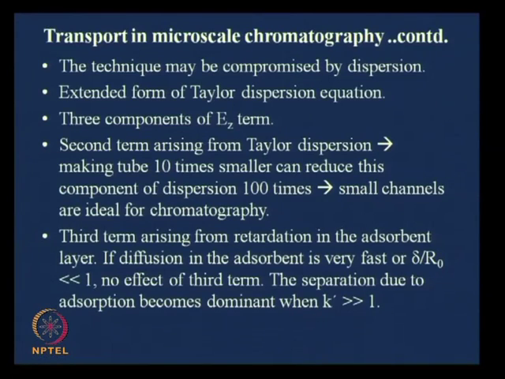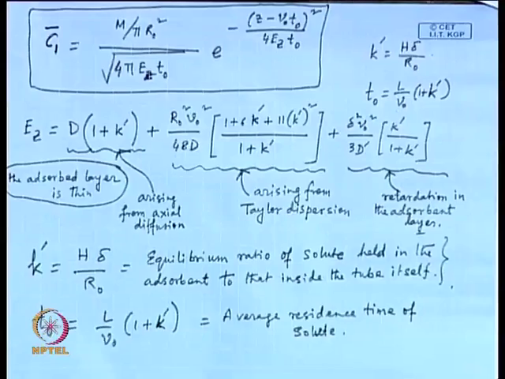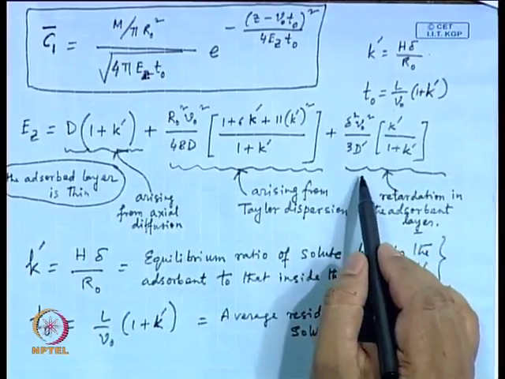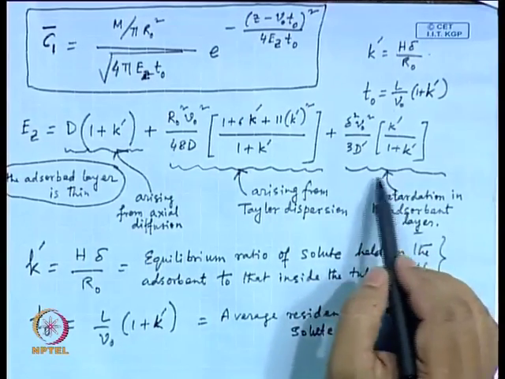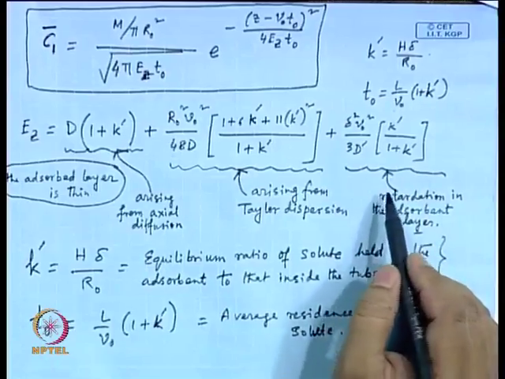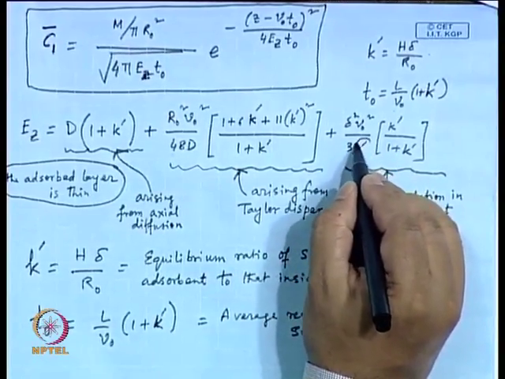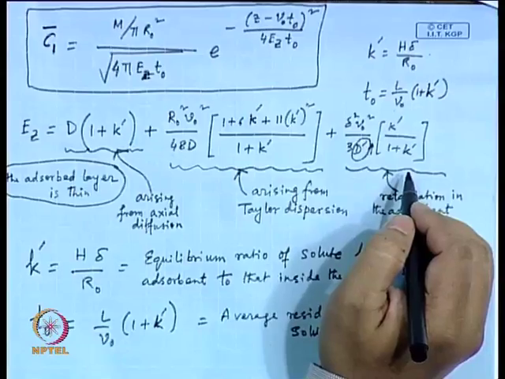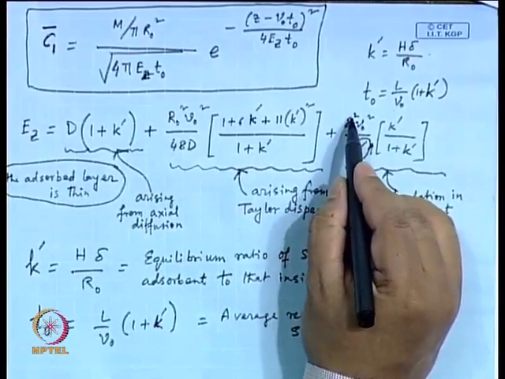The third term is arising from retardation in the adsorbent layer, that you have already pointed out. If diffusion in the adsorbent is very fast, or delta by R 0 is much less than 1, there is no effect of the third term. On the other hand, the separation due to adsorption becomes dominant when K prime is much greater than 1. What do we mean here? Let us focus on what I have written here. On the third term, when the diffusion in the adsorbent is very fast, that means this d prime is very high. When d prime is very high, automatically the value of this component would be low. Or delta by r 0 is much less than 1.